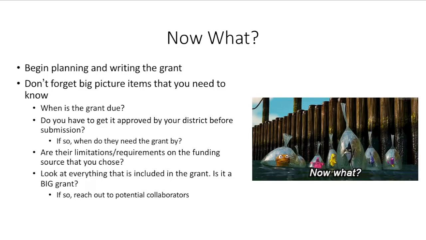You also need to know if it's a big grant. So are you talking $5,000, which would probably be considered a small grant, or are you talking $150,000, which is a larger grant? If it's on the larger grant side, it's really important that you reach out to potential collaborators, because the likelihood of a teacher getting a huge $150,000 grant is probably going to be smaller than if you were to collaborate with a local college or university to essentially submit that grant application.